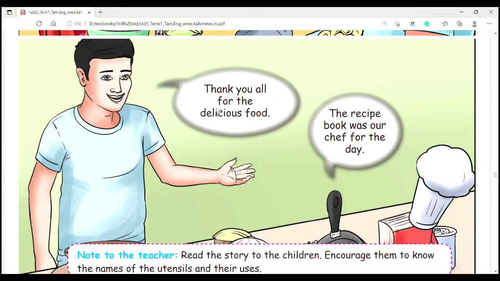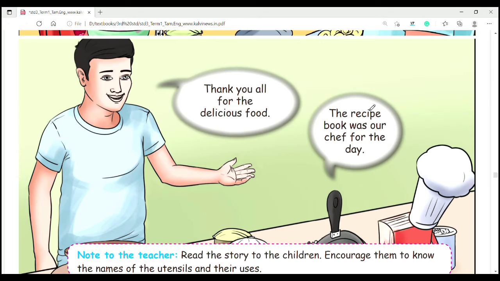Thank you all for the delicious food. So what is Ramu telling? Thank you. Thank you for the delicious food. The recipe book was the chef of the day. ரெசிபி புக் தான் இன்னைக்கு செஃப் ஆஃப் த டே. ரெசிபி புக் தான் எல்லாருக்கும் எல்லா ரெசிபியும் சொல்லி கொடுத்து எங்களை பண்ண வச்சுச்சுன்னு கிச்சனில் இருக்க மற்ற ஆப்ஜெக்ட்ஸ் சொல்லுது.